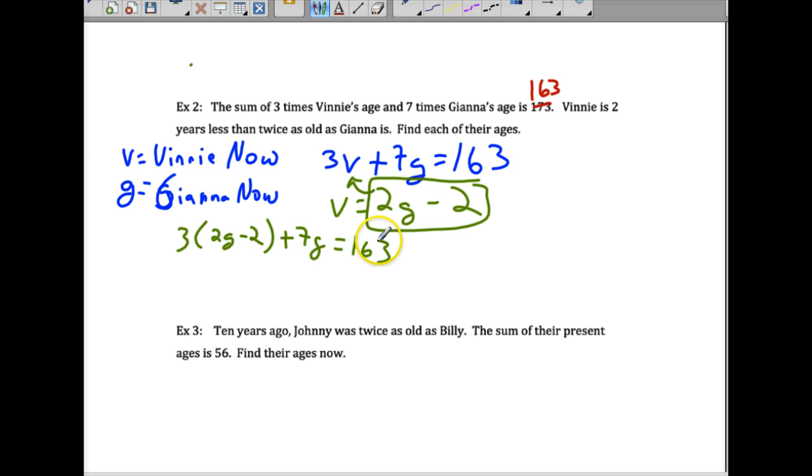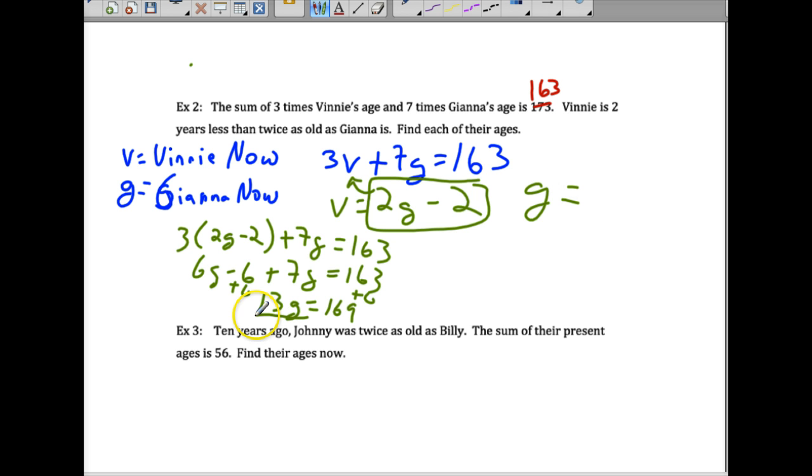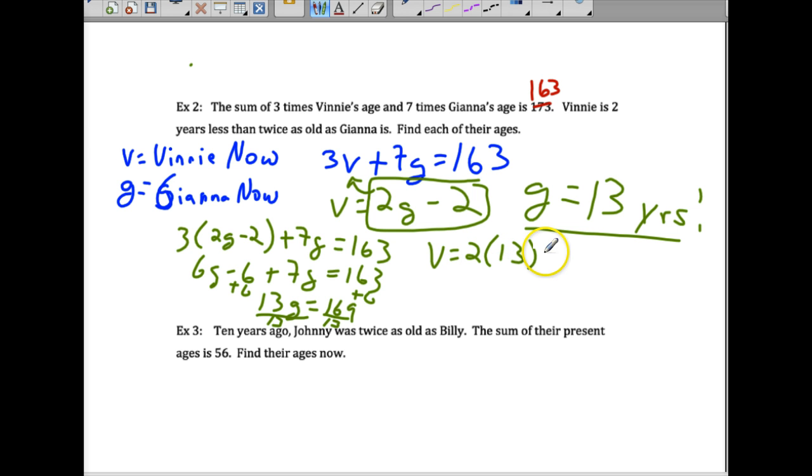6G minus 6 plus 7G equals 163. Okay, 13G equals 169, since when you add 6 you get 169. Is 169 divisible by 13? Yes, 13 times 13. If you divide 169 by 13, you get 13. It's a perfect square. Very good. So we know Gianna to be 13. Vinny is 2 times 13 minus 2, which is 24.